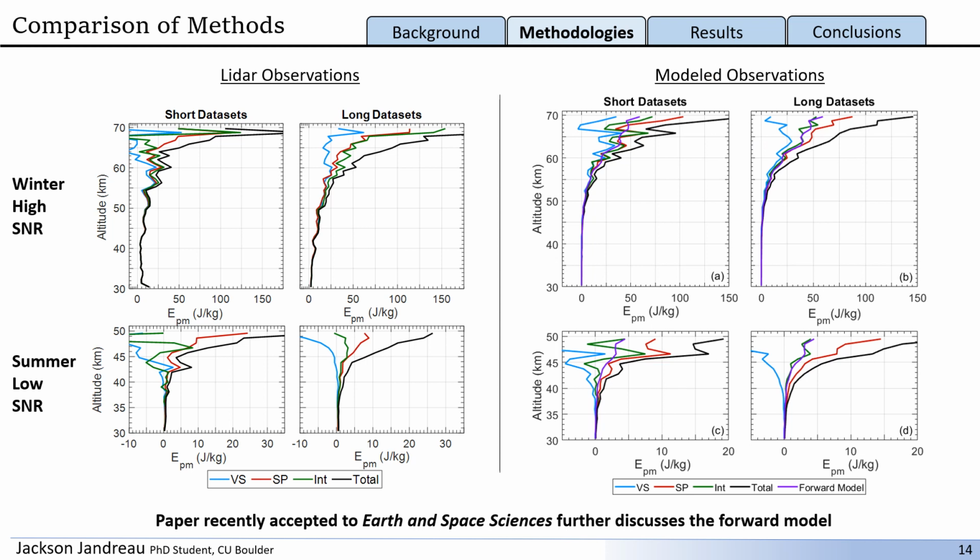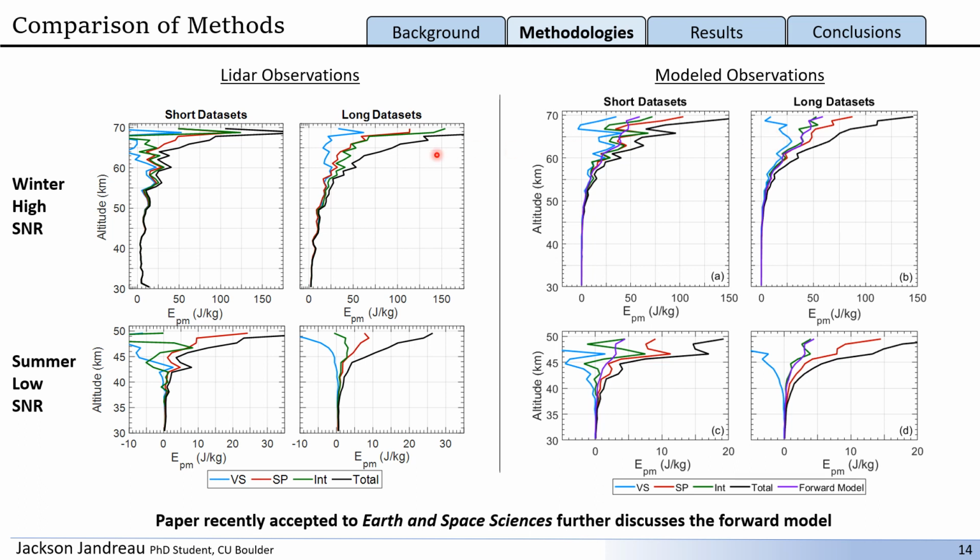The details of this model are discussed further in my recently accepted paper, which is soon to be available through Earth and Space Sciences. The variance removal method for both winter and summer, and even in the long set of winter data, eventually becomes unreliable, trending towards negative. Looking at the model, we can see the same trend reflected there.